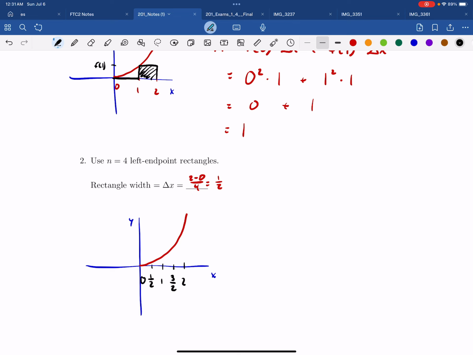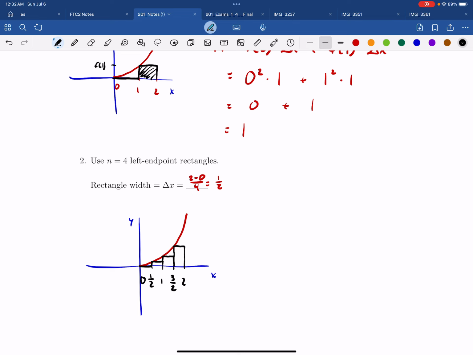So again, that first rectangle is not going to be very interesting. It just goes like that. But then the second rectangle, we start at 1/2 and we go up till we hit the curve, and then we go across. And then the third rectangle, we start at 1 and we go up till we hit the curve, and go across. And then the last one, up till we hit the curve, and then go across.